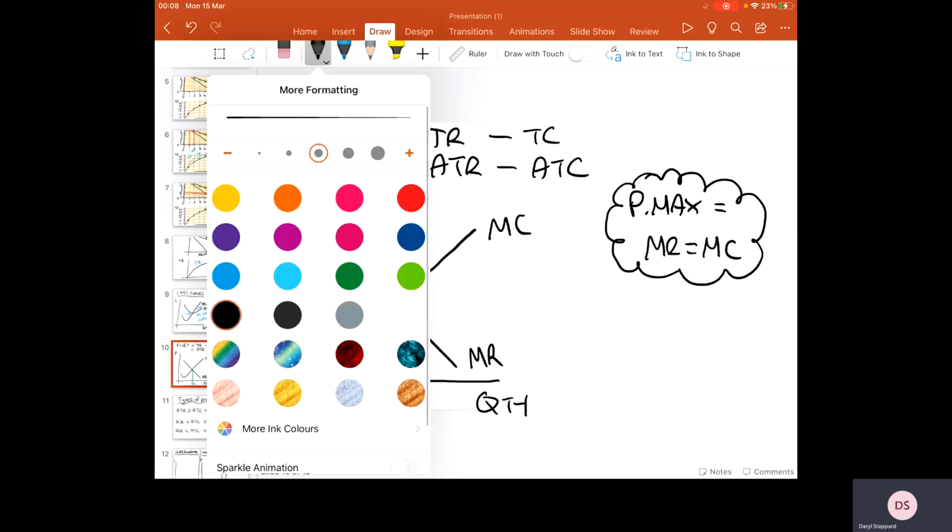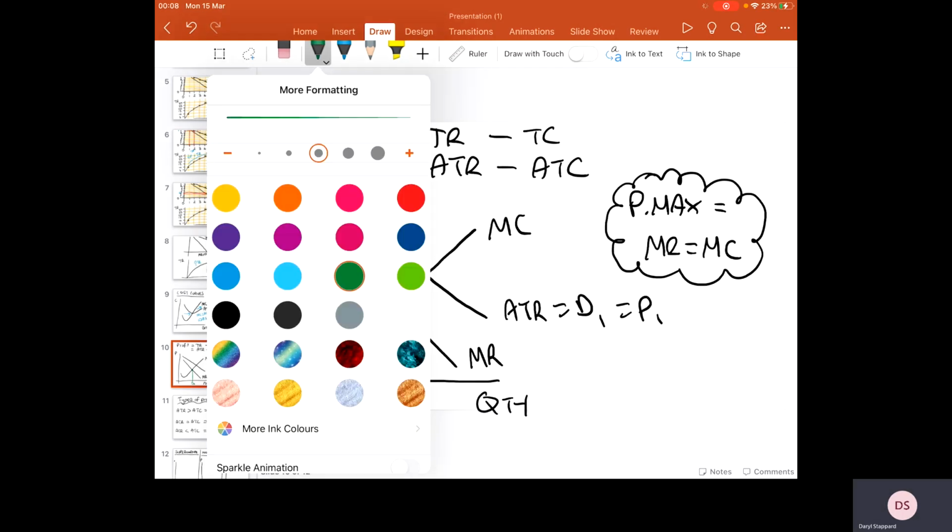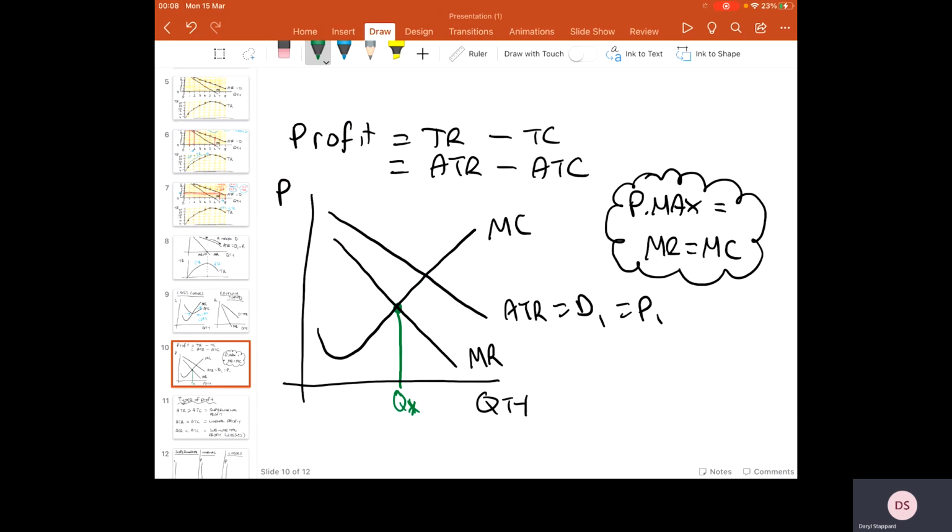Now, to show revenue, I'm now going to add the average total revenue curve, which again is the demand, but it's also the selling price. That therefore means that when firms identify where their profit maximizing output is, they will extend up this green line to get the selling price. Okay, now look at that. The area P1, A, Q star, 0 shows the total revenue of the business.